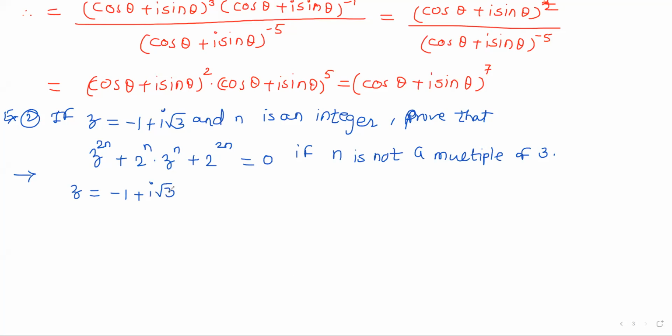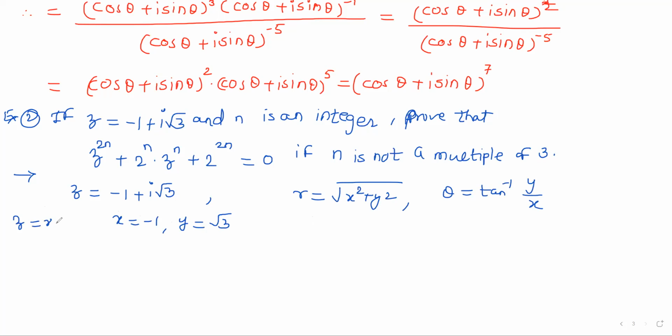Now for this -1 plus i root 3, if you want to find, as already told, r is nothing but under root x square plus y square, and theta is nothing but tan inverse of y upon x, right? So for r, x is nothing but -1, y is nothing but root 3, as z is nothing but x plus iy. Is it right? And therefore the value of r will be under root (-1) square plus root 3 square. That will be nothing but 1 plus 3, that is root 4, that is nothing but 2.